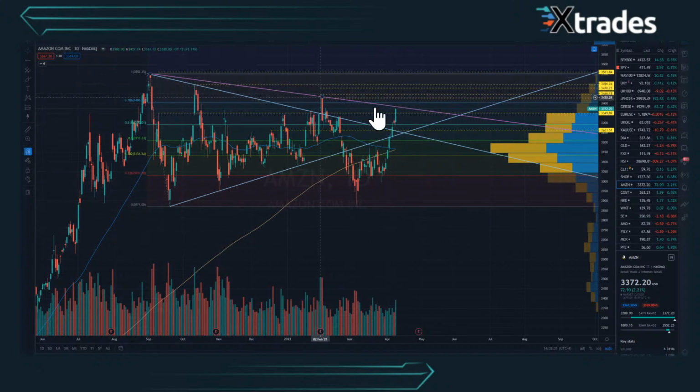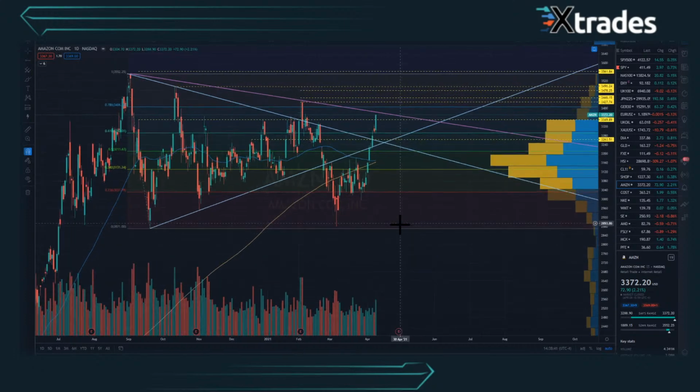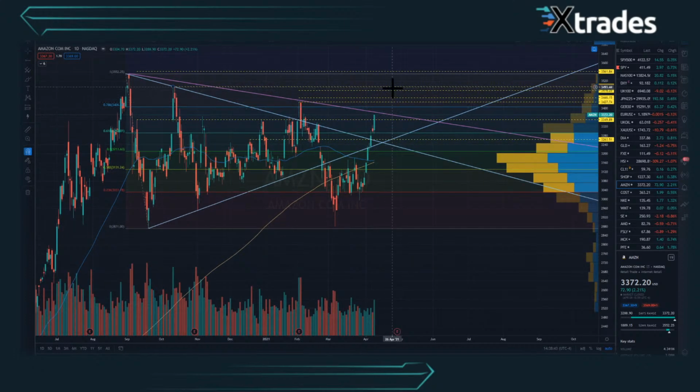But right now I'd be looking for this resistance over here on Amazon at about 3,380 or so. That's what I'd be looking for. If we can break up over this, I think we could be bullish. I'd expect to head back over here about 3,430 as our first price target. But right now I'm still wary of entering here anyways.